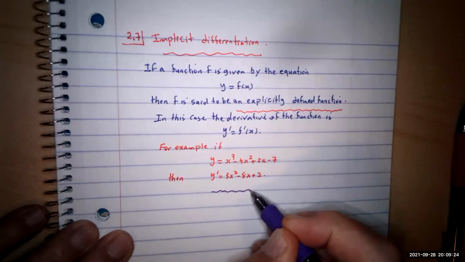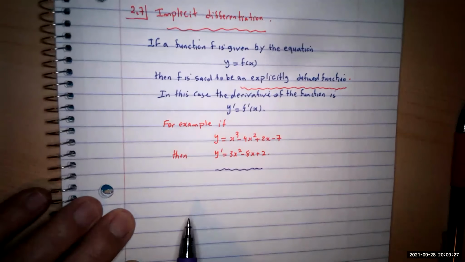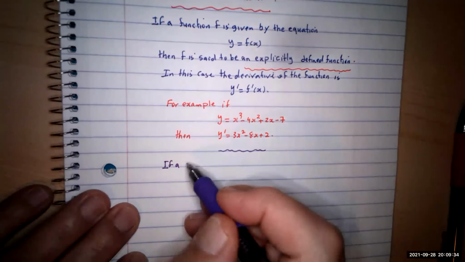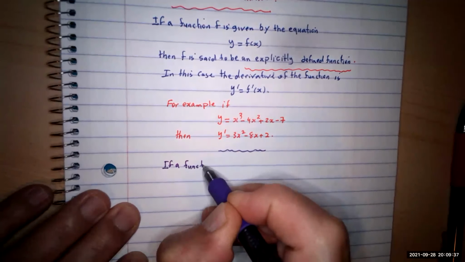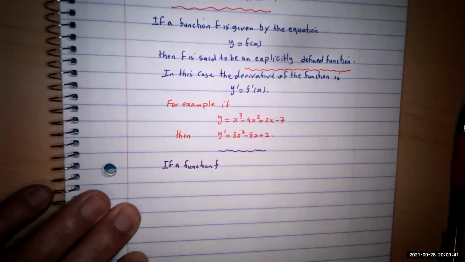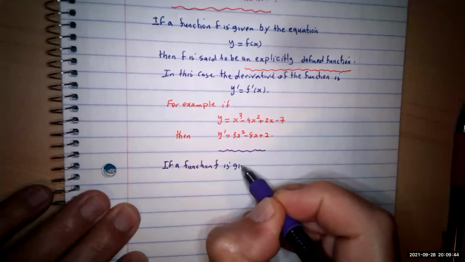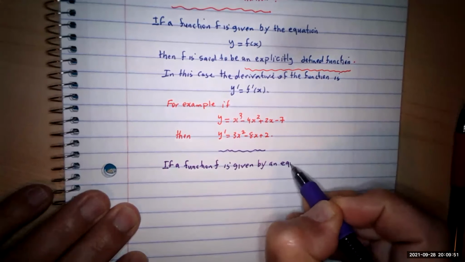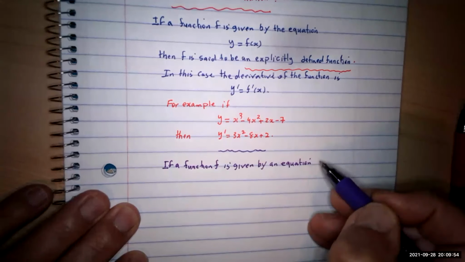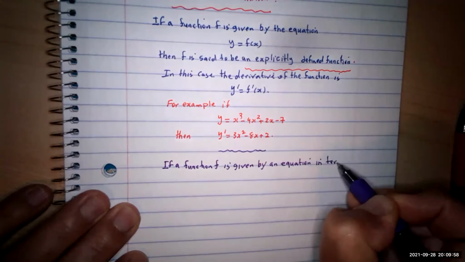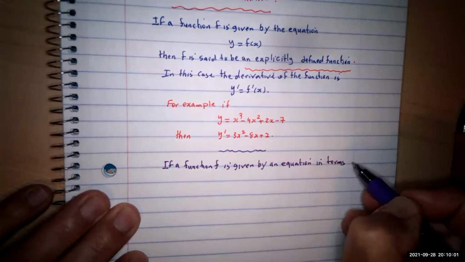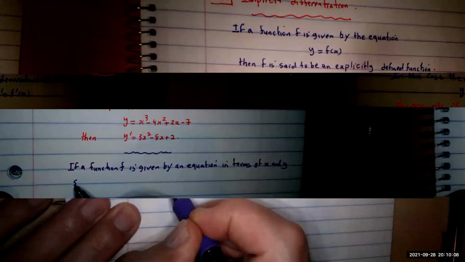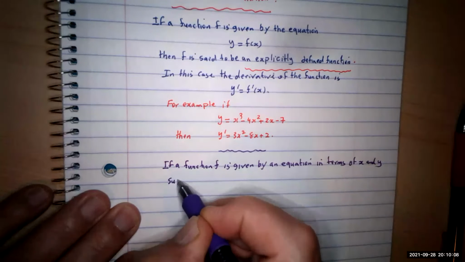So what is the problem? The problem is, if a function f this time is given again, is given by an equation in terms of x and y together, such that you have something like this, you see?